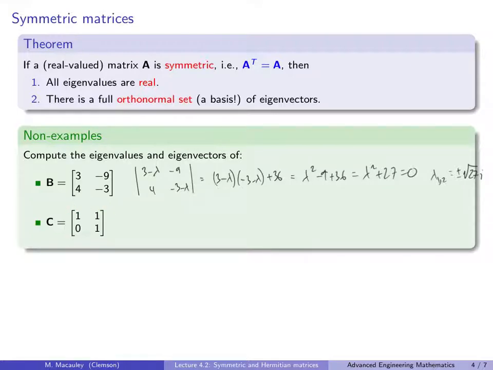Here's another example. This is a non-symmetric matrix C, 1, 1, 0, 1. And let's compute the eigenvalues and eigenvectors of this. So the determinant of C minus lambda I is (1 minus lambda) squared minus 0 equals 0. So that's (lambda minus 1) squared equals 0. So lambda equals 1. Sometimes we say lambda 1 equals lambda 2 equals 1. So there's a repeated eigenvalue.